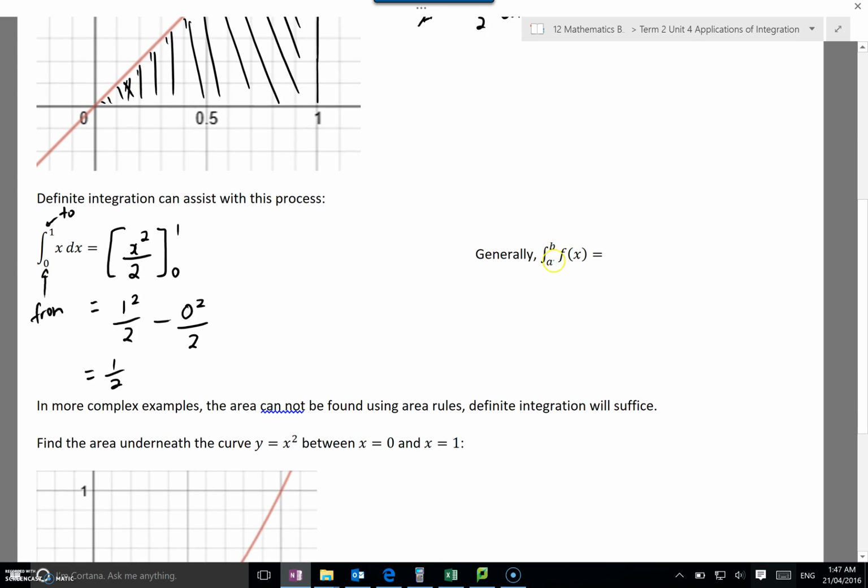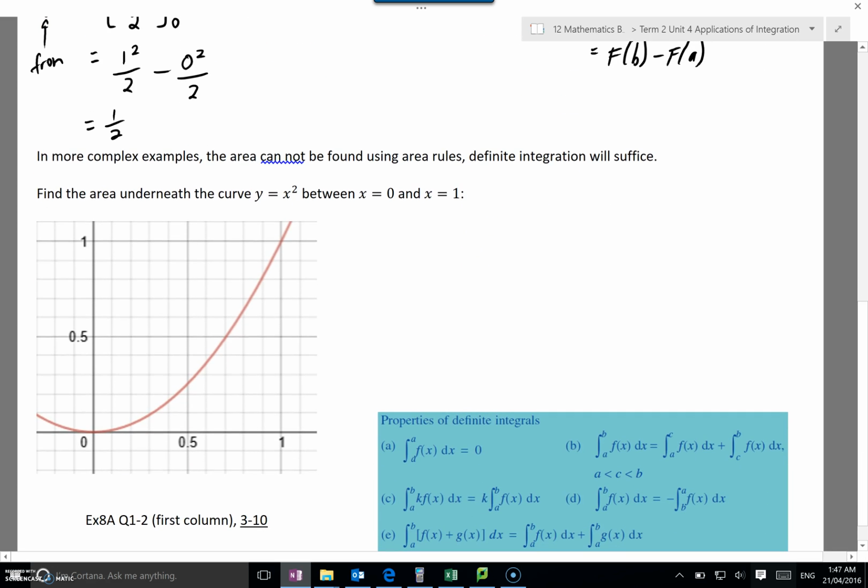So in general, if I'm trying to integrate between a and b of some function, I'll put the integral in square brackets, where capital F is the integral of f. Then I'll evaluate that at b and subtract the thing evaluated at a. That's the general idea.